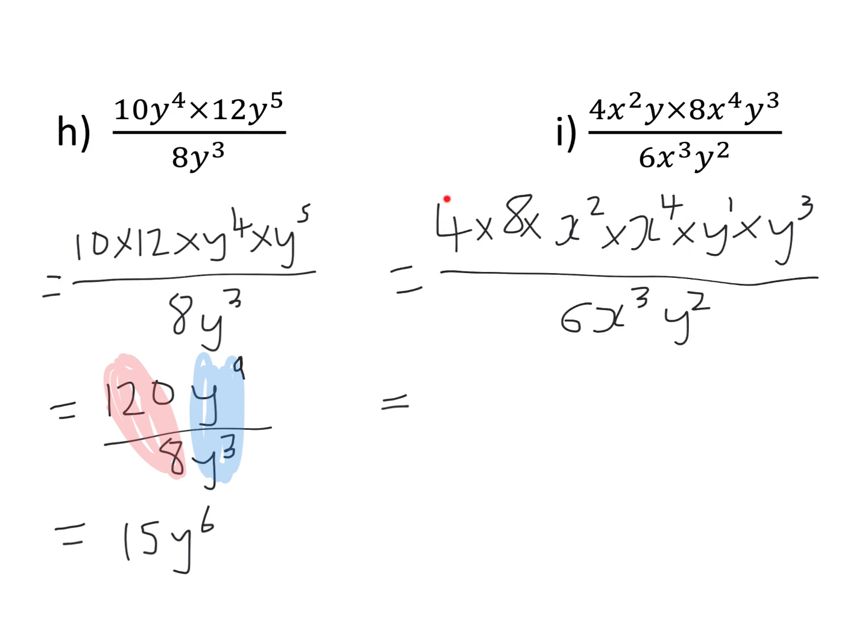Okay, on the top, 4 eighths I can do is 32. X squared times x to the 4. Bases are the same, we're multiplying, so we add the powers. X to the 6. And then we've got y to the power of 1 times y cubed. Bases are the same, we're multiplying, so we add those powers and we get y to the 4. And the bottom stays as it is.